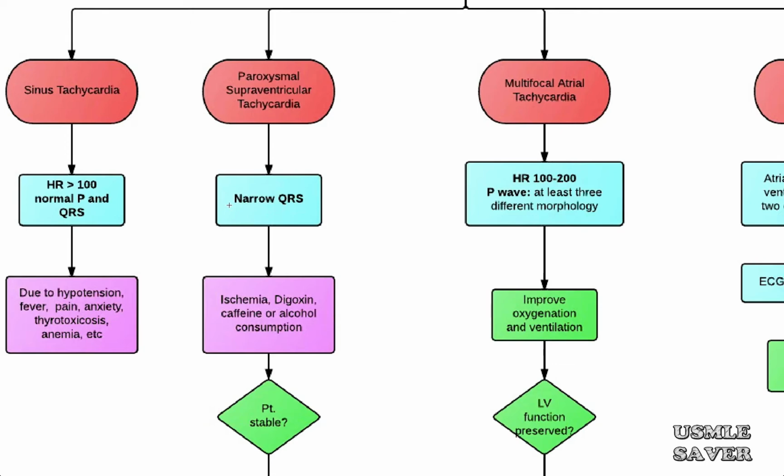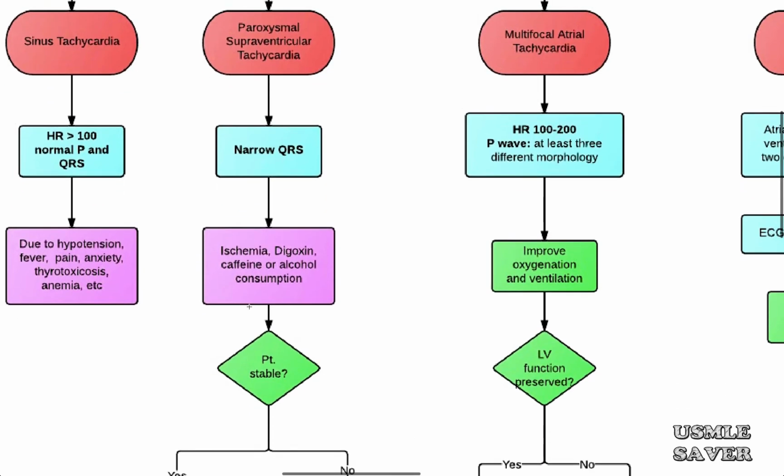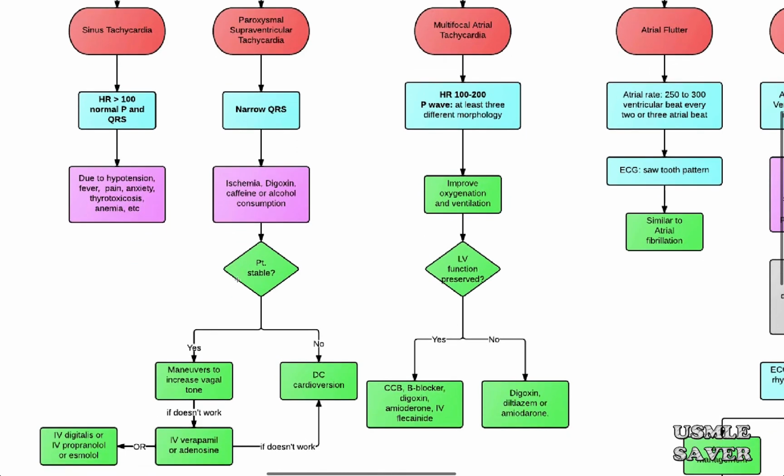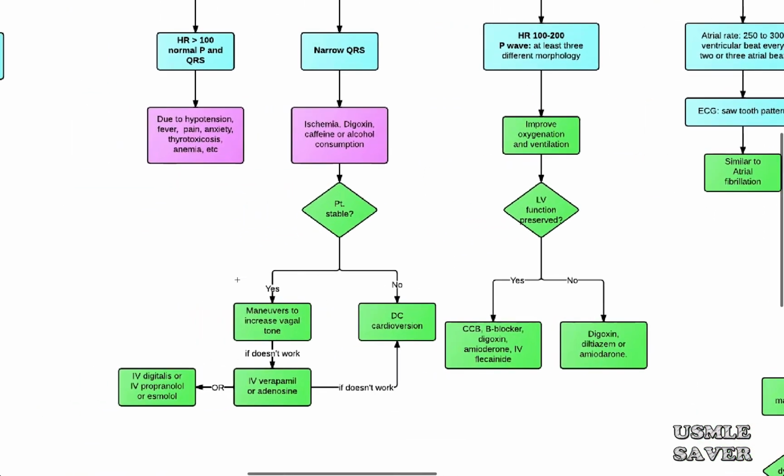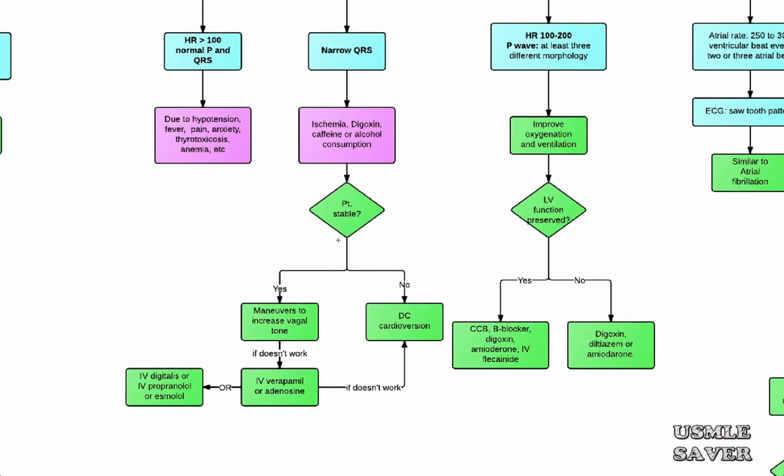Now, paroxysmal supraventricular tachycardia can be due to ischemia, digoxin, caffeine, or alcohol. For management, you want to see if patient is stable or not. What does it mean by stable? You'll see a lot of boxes saying stable or unstable, so it's important to know what it means.